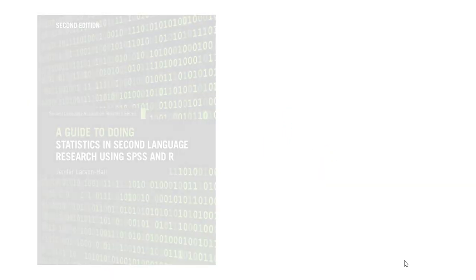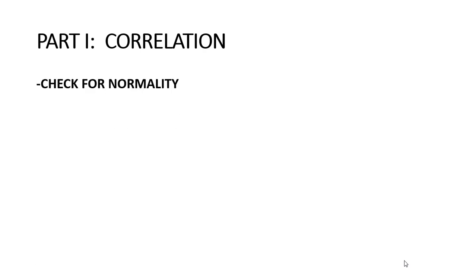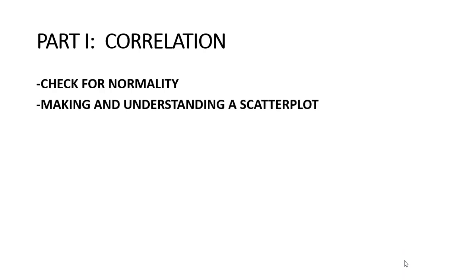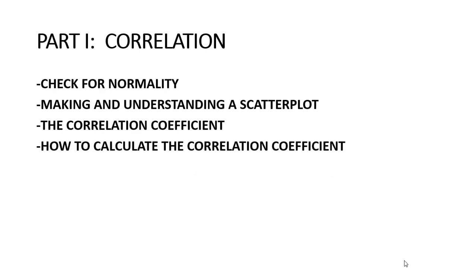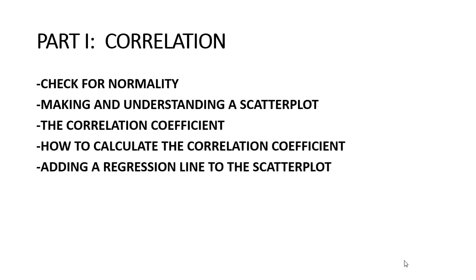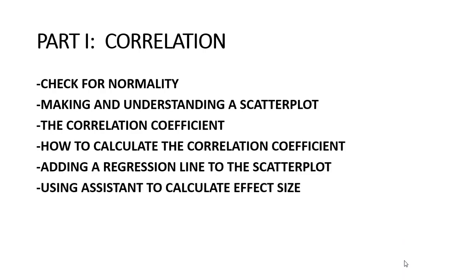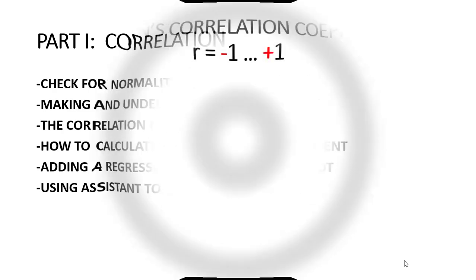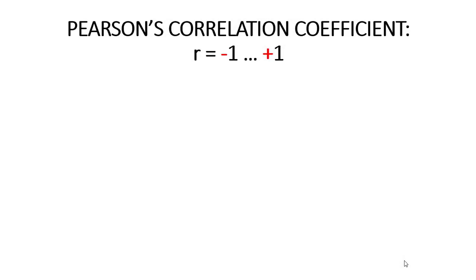So let's get started. This lecture is going to be divided into two parts. Part 1, we're going to learn about correlation. We're going to learn how to check for normality. We're going to review, because we learned this last time. We're going to be making and understanding scatter plots. We're going to talk a little bit about the correlation coefficient. We will learn how to calculate the correlation coefficient. Then we will add a regression line to the scatter plot, and we will use the assistant to calculate the effect size. So we're ready to start.